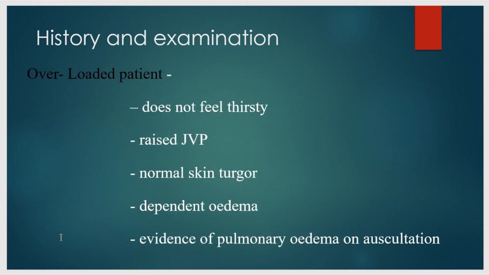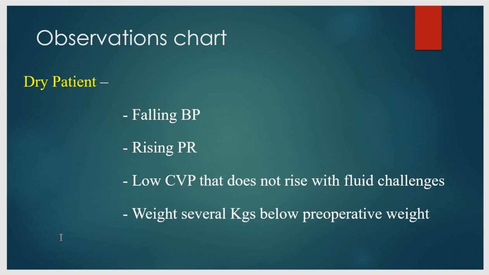Whereas if the patient is overhydrated, the patient will not feel thirsty but will have raised jugular venous pressure with normal skin turgor. Over the dependent part of the body, edema may be there, and sometimes evidence of pulmonary edema on auscultation we may have, right? So underhydrated and overhydrated, during history and examination, we can assess what is the status of the patient after fluid optimization.